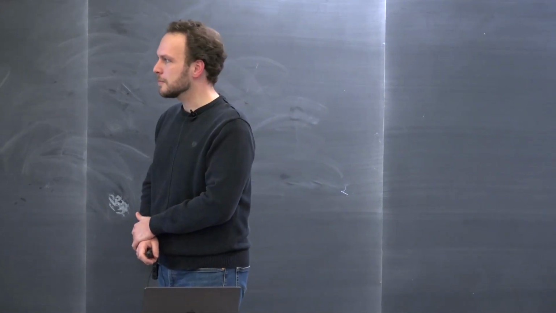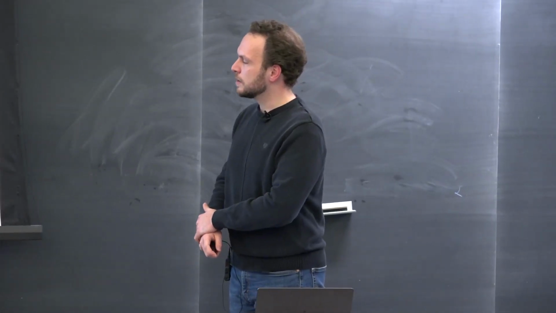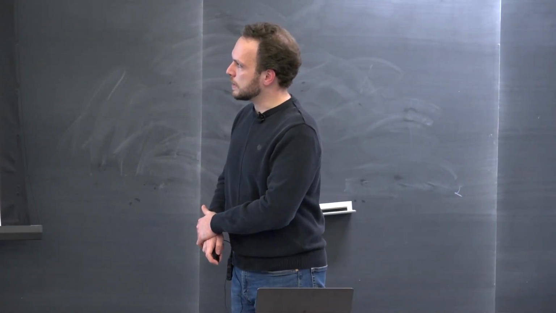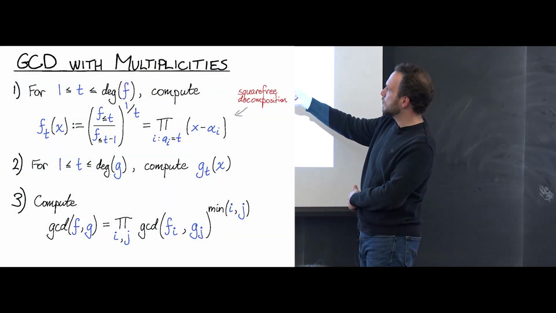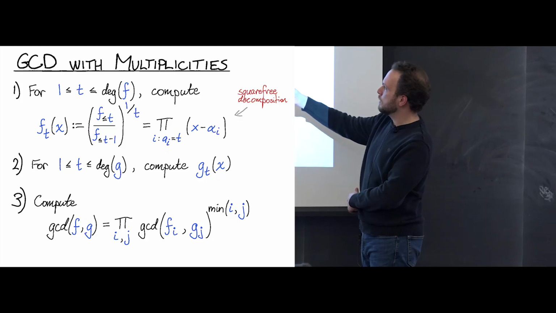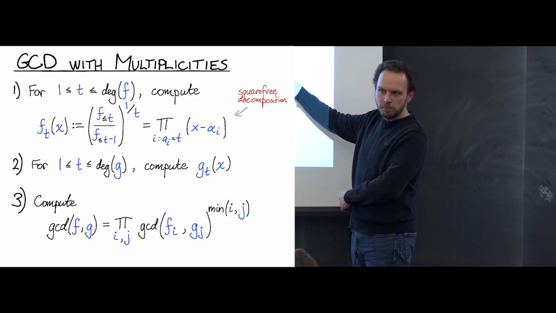Chris, could you briefly remind us how FT is computed on the penultimate slide? Yes, FT. So this is what I want to compute: all the factors that do appear with multiplicity t, but I want them with multiplicity 1.